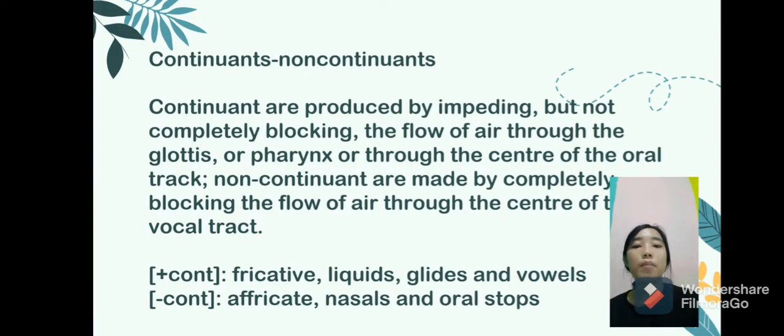First we will talk about continuant and non-continuant. Continuants are produced by impeding but not completely blocking the flow of air through the glottis or pharynx or through the center of the oral tract. Non-continuants are made by completely blocking the flow of air through the center of the vocal tract. For the plus continuant, it's about fricatives, liquids, glides, and vowels. But for the minus continuant, it's about affricates, nasals, and oral stops.